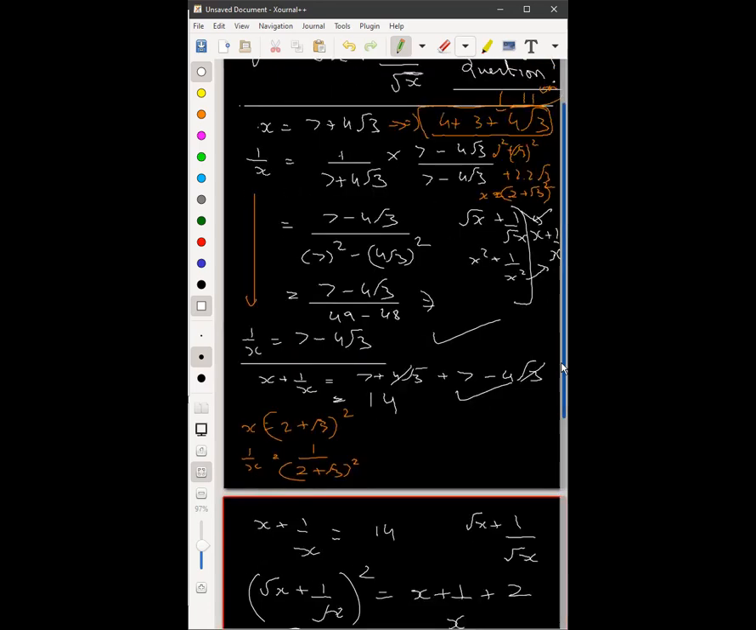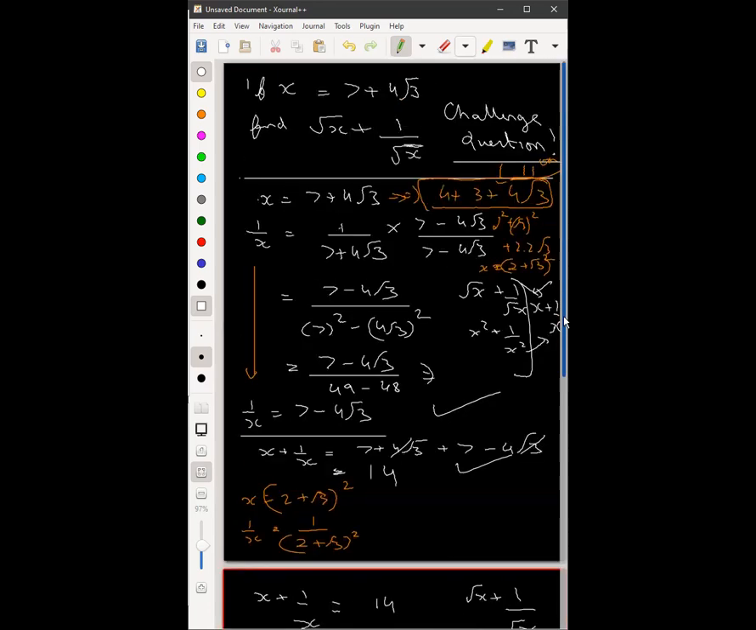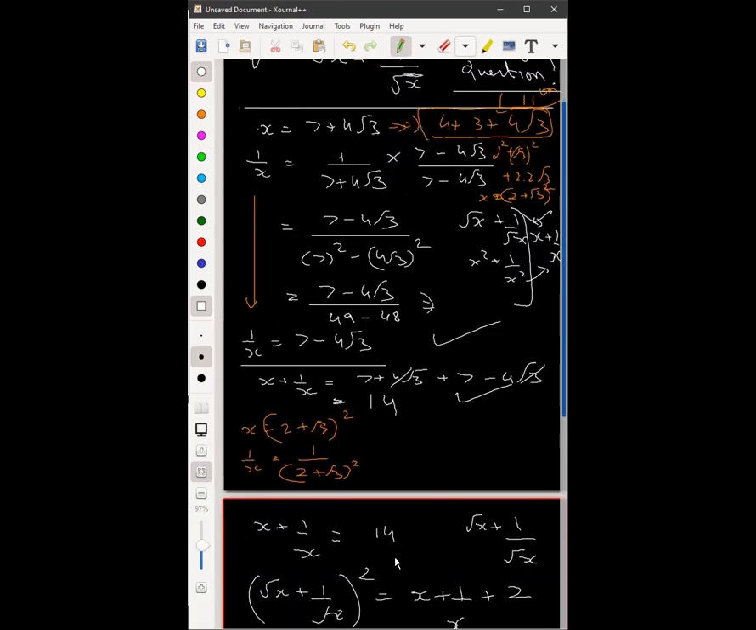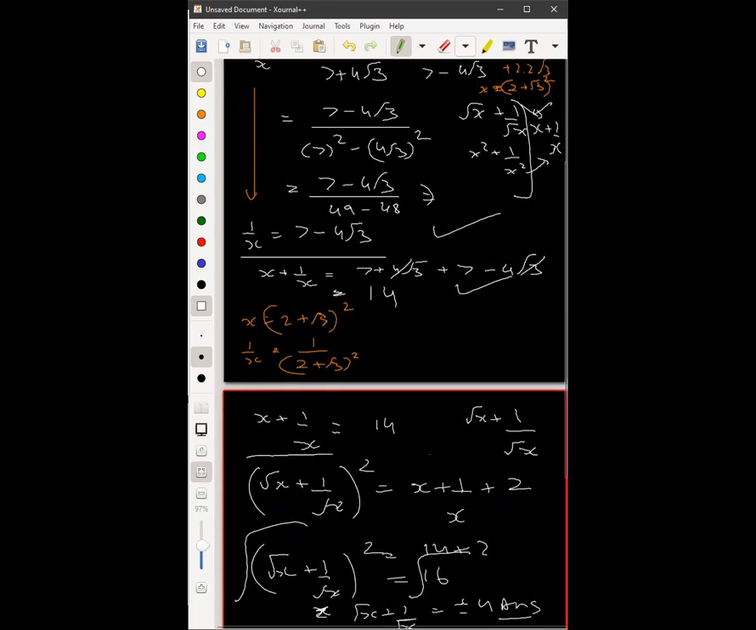Okay, so this is using the same thing that we did earlier, rationalizing the denominator. And the only thing that we need to think of is this part here: how we can use x plus 1 upon x to find root x plus 1 upon root x.